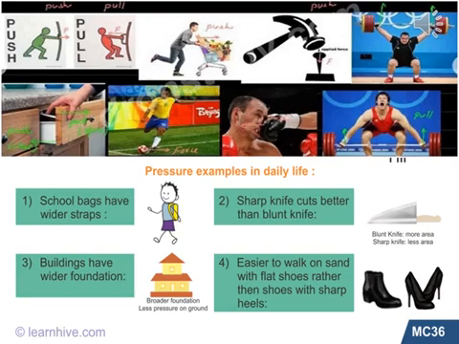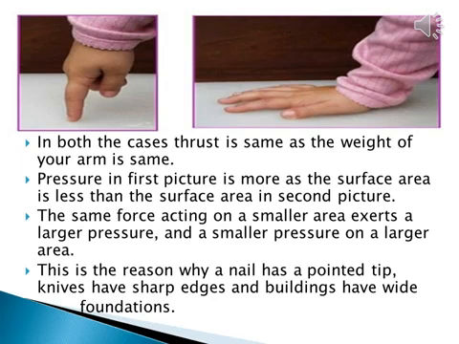And fourth one is it is easier to walk on sand with flat shoes rather than shoes with sharp heels. Before you answer the reasons, notice the two pictures given in the slide. In the first picture, pressure is more as the surface area is less than the surface area in the second picture. In both cases, thrust is the same as the weight of the arm is the same.